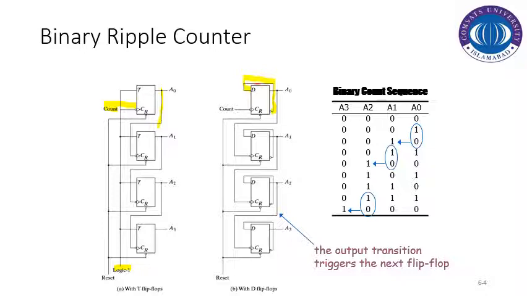So I hope the concept of the binary ripple counter is clear. Why we are saying it's a ripple counter, because there is a ripple effect here from one output to another output, and whenever there is a transition from 1 to 0, the next output is triggered and the next count sequence is generated. Now let us go to the next slide.